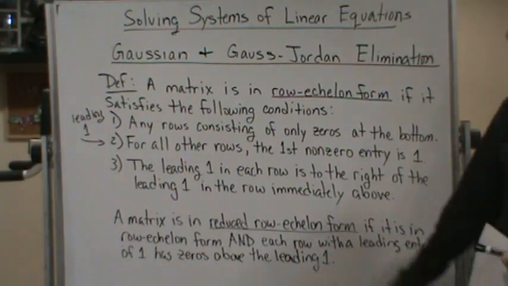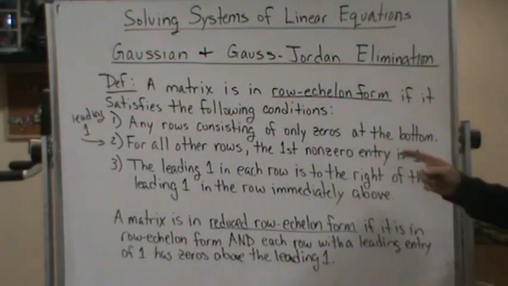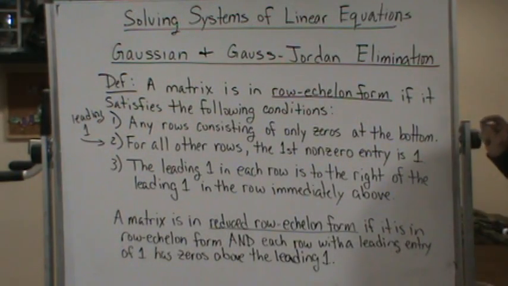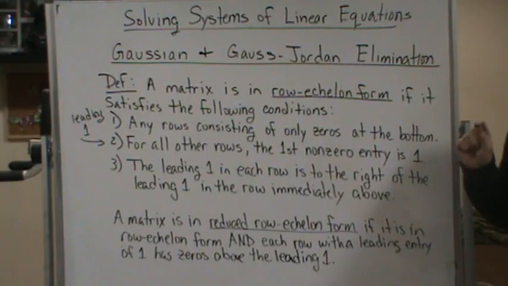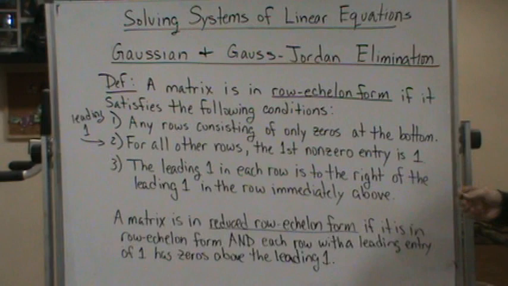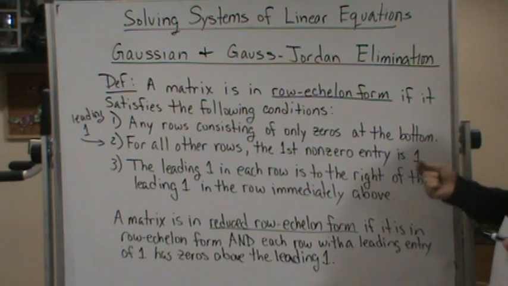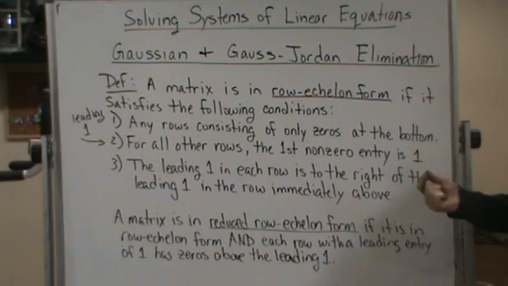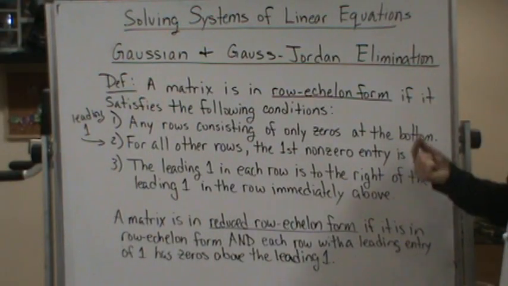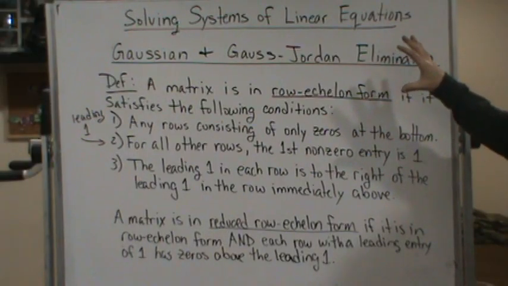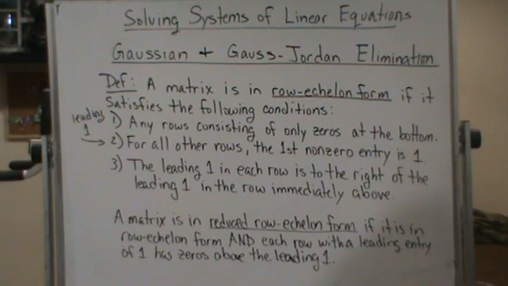Three says the leading one in each row is to the right of the leading one in the row immediately above it. Let me say that again. The leading one in each row is going to be to the right of the leading one in the row immediately above it.